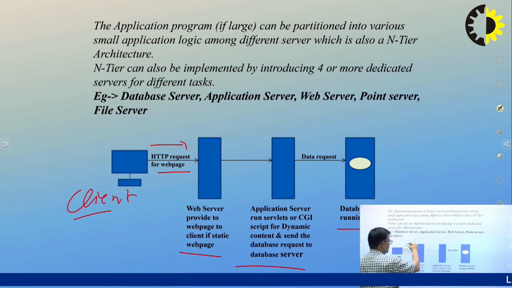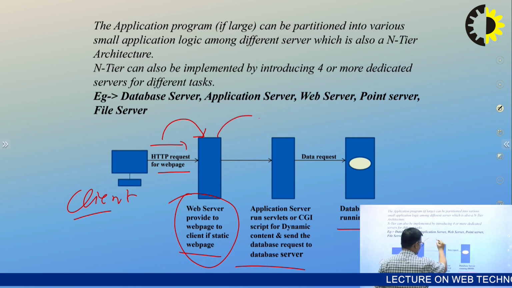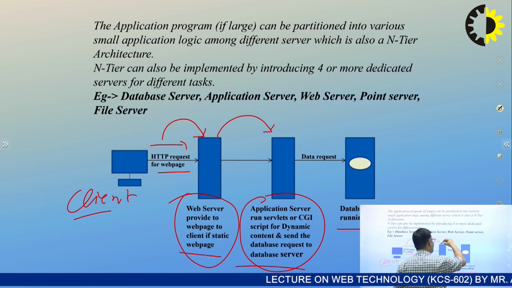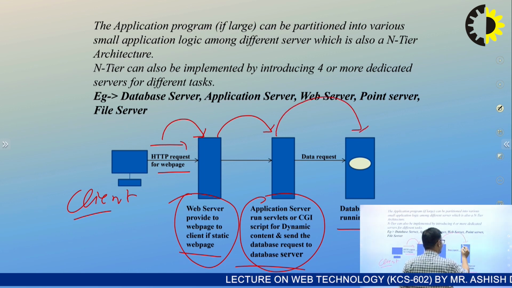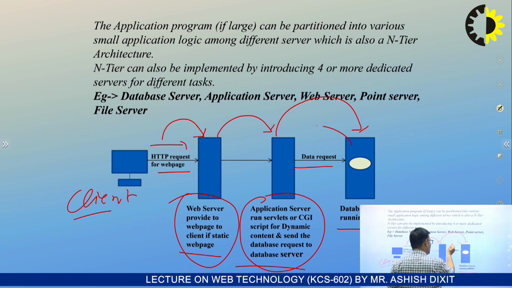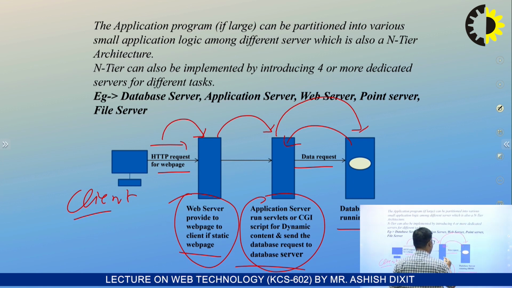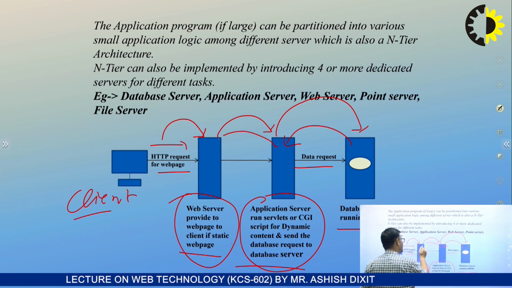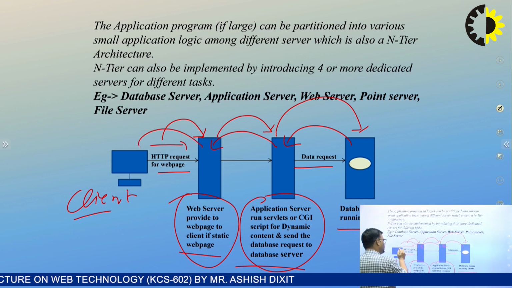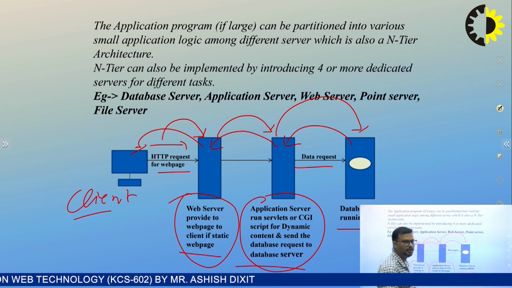Then this request goes towards the web server. This web server sends the information to the application server or CGI, common gateway interface, and this common gateway interface sends the request to the database server, and fetches the information from the database server to the application server. This application server sends the information to the web server, and this web server sends the information to the client.